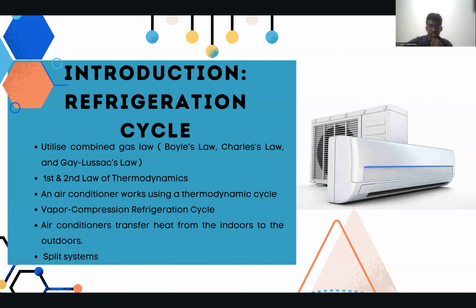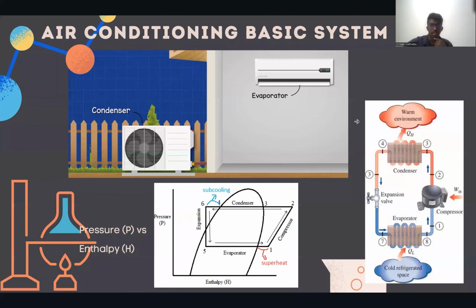So we can say that an aircon is considered a split system, in which we have an evaporator and a condenser. You can see in this picture that the condenser unit is on the outside and the evaporator unit is inside the house. Now we also see the pressure versus enthalpy graph. The pressure remains constant in both the evaporator and the condenser state.